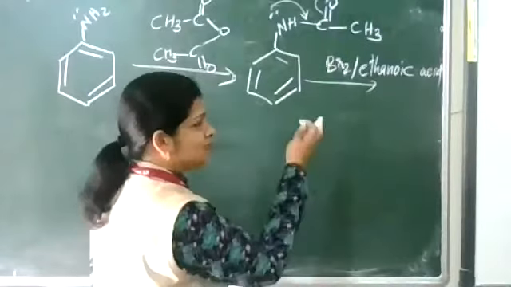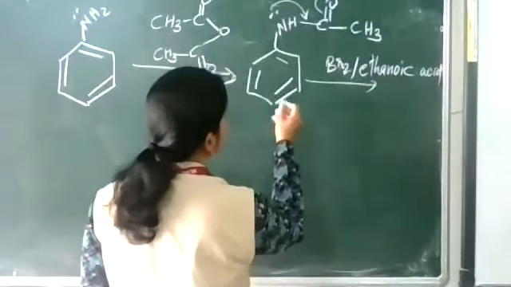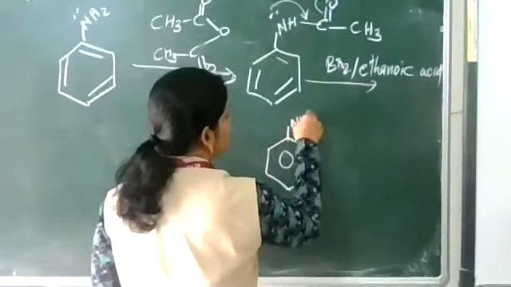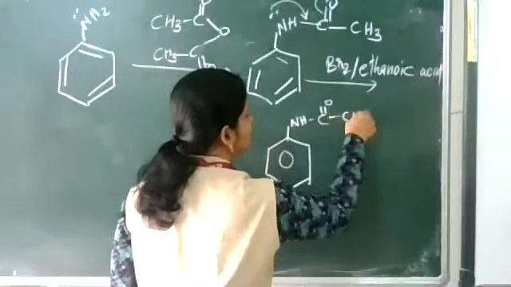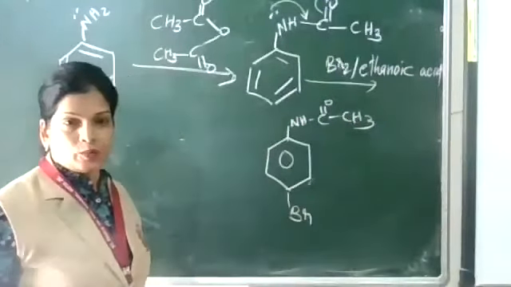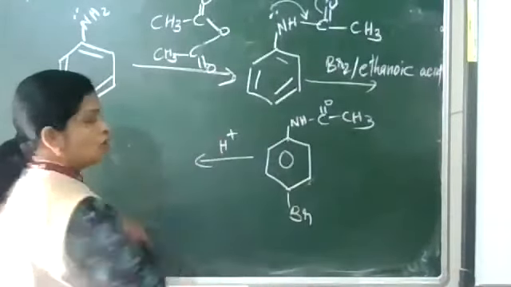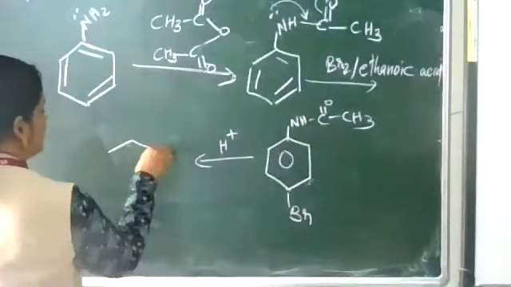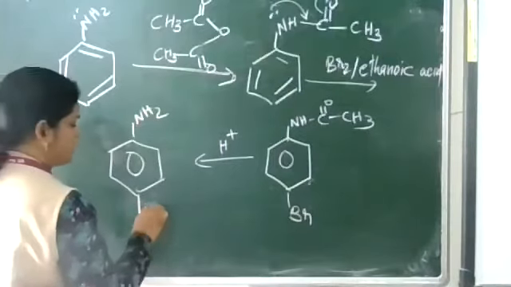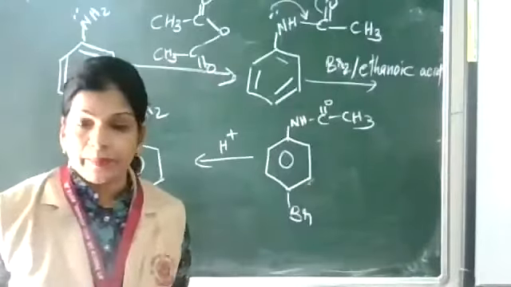Br2 in ethanoic acid: acetic acid is weakly dissociated. So here, what happens? You will be getting NHCOCH3 and para-bromine. We'll be getting para-bromine. To get back aniline, use acidified H+. On acidification, you will get the final product, that is NH2 with bromine at the para position. This is how we get para-bromoaniline.